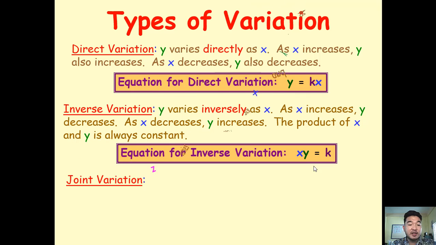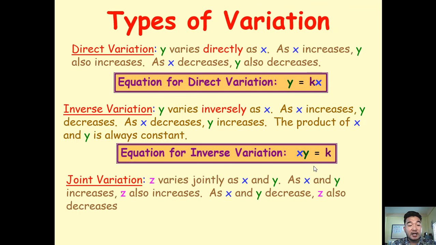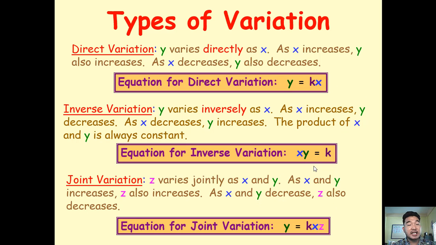This time we'll be having the third one, which is the joint variation, the combination of the two different variations that we have. And it is being defined as z varies jointly as x and y. As x and y increase, z also increases. As x and y decrease, z also decreases. Joint variation yon. Equation for joint variation is y is equal to k times x times z. At meron pa tayong isa, yung combination. No? So ito, joint variation pa lang yan. So we focus on joint variation.